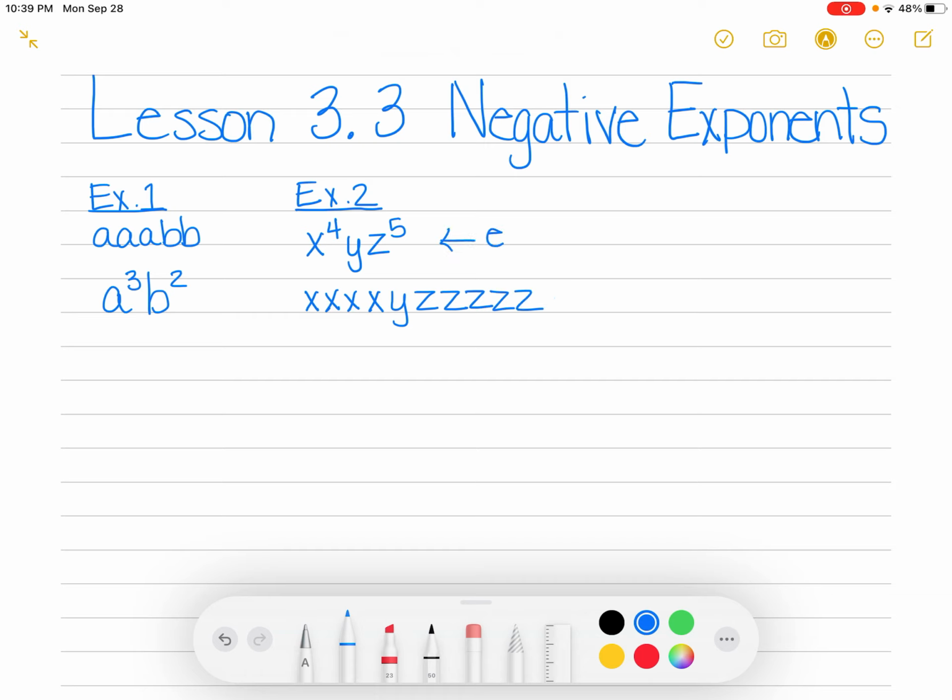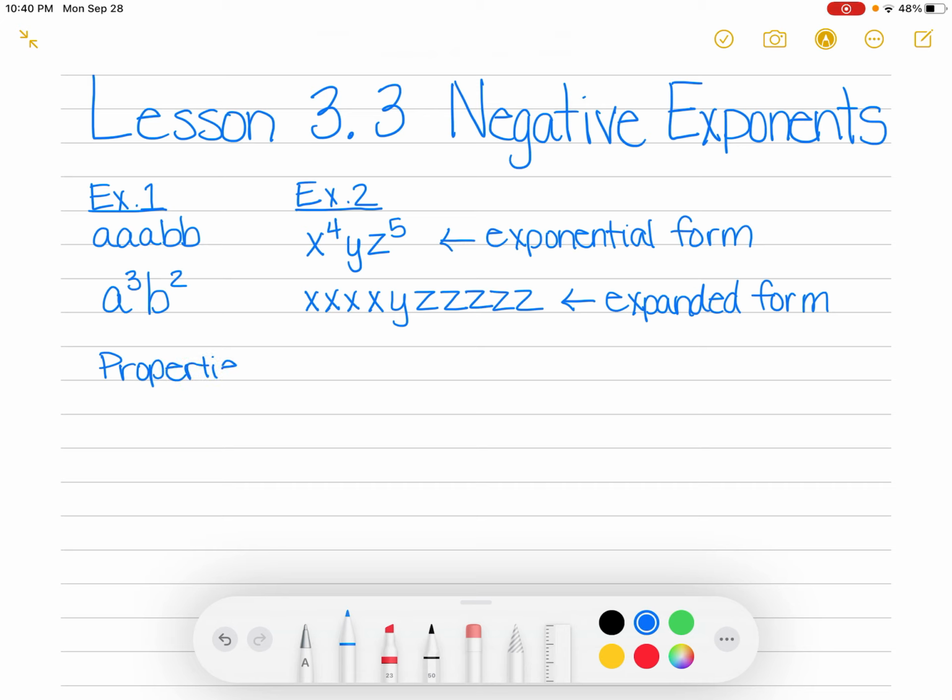So this one is exponential form. You need to write this down in your notes so that you remember when it's asked for in your homework. And this is expanded form. Now we're going to talk a little bit about the different properties of exponents that we've done. So let's call this properties of exponents. This is all review of what we did in one of the last chapters.